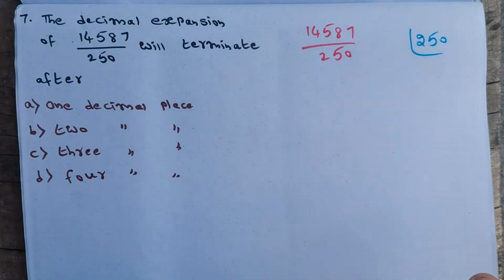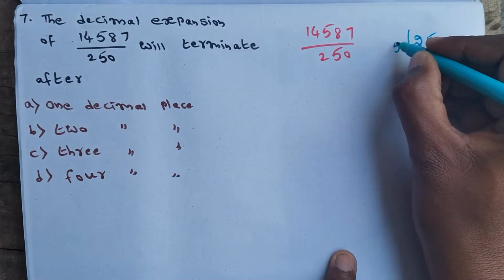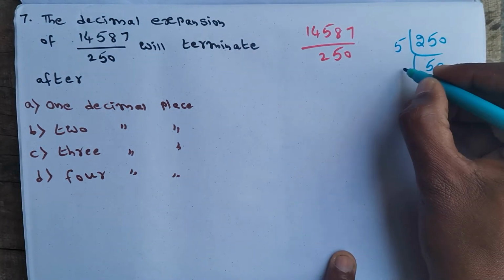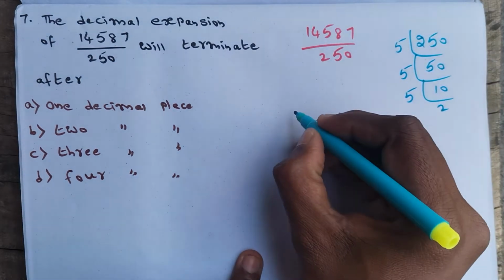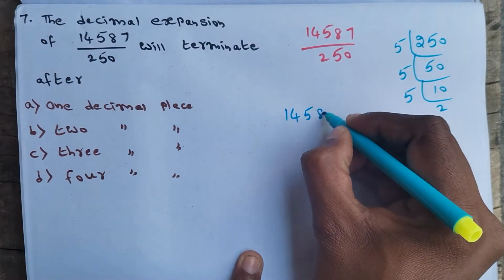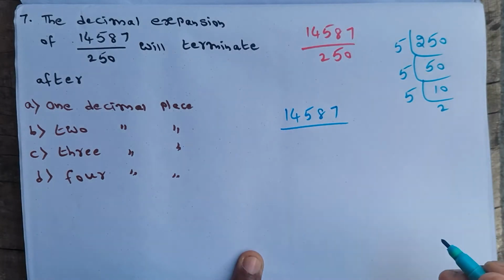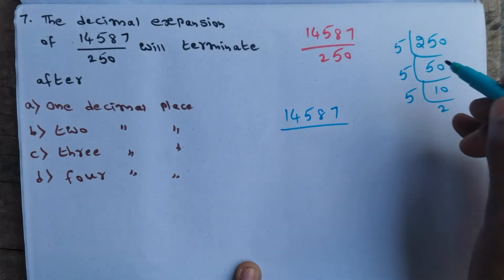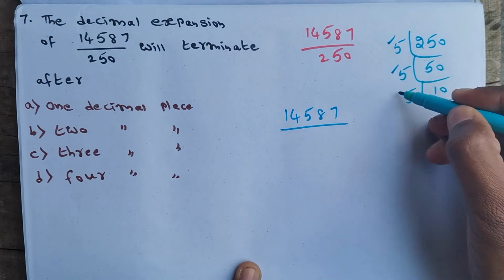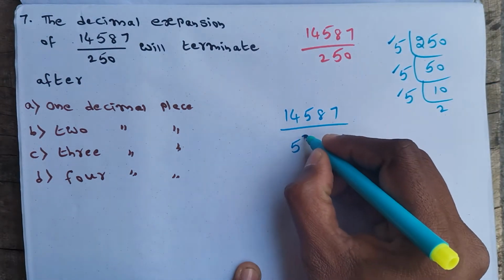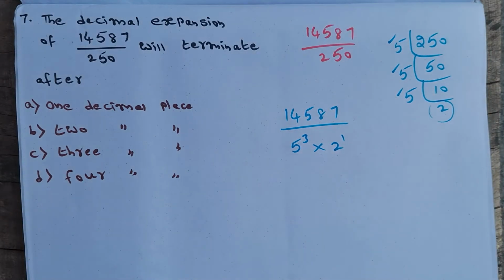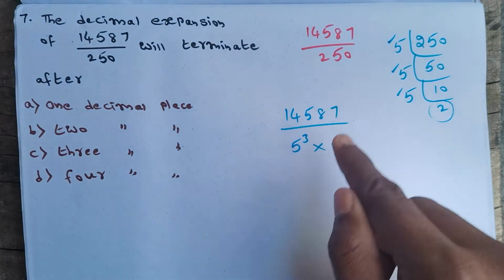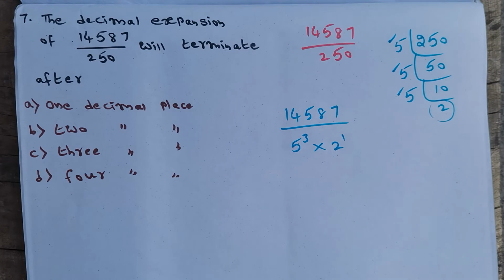Do prime factorization of it. 5 50s are, 5 10s are, 5 2s. So numerator as it is, 14,587 divided by, now 250 can be written as 5 is there 1 time, 2 times, 3 times. So 5 power 3 into 2 is there only 1 time, so 2 power 1. Now the denominator 250 can be written as 5 cube into 2 power 1.